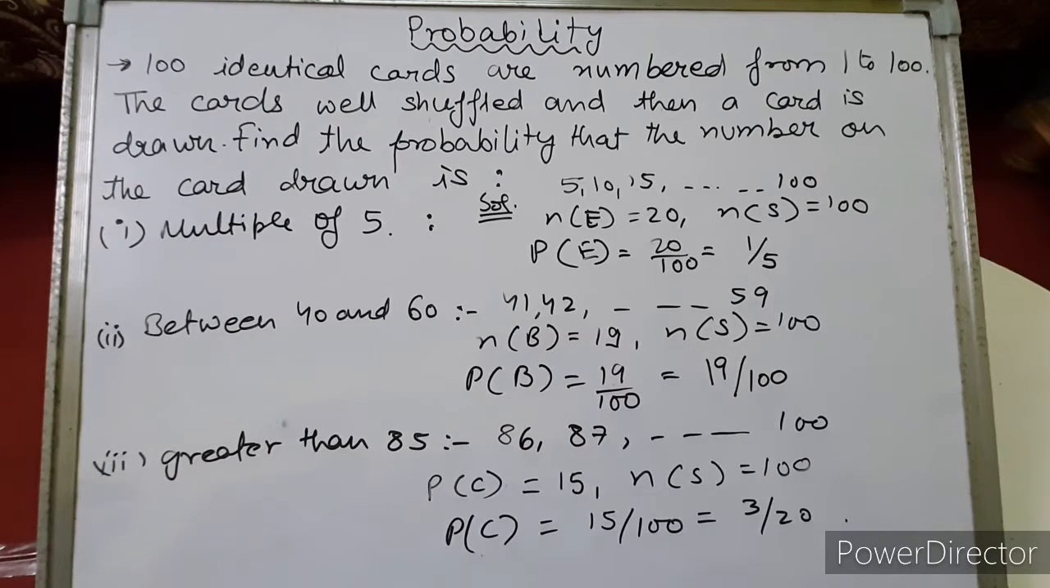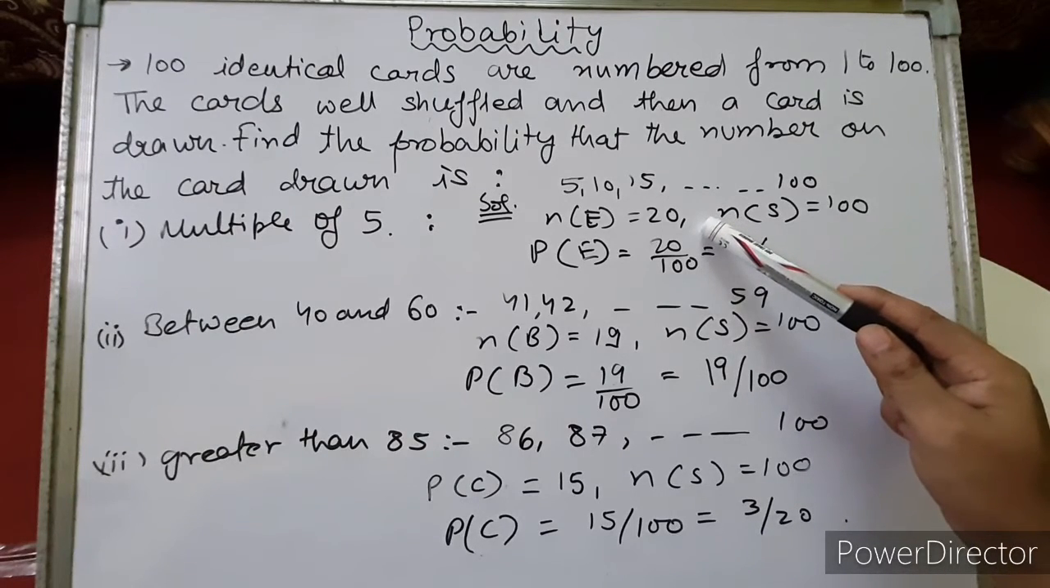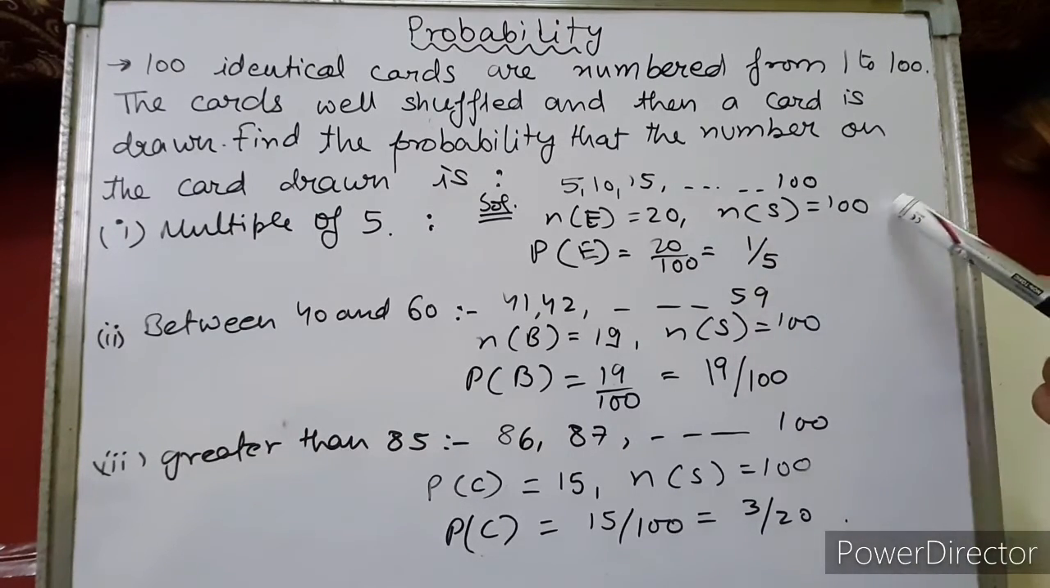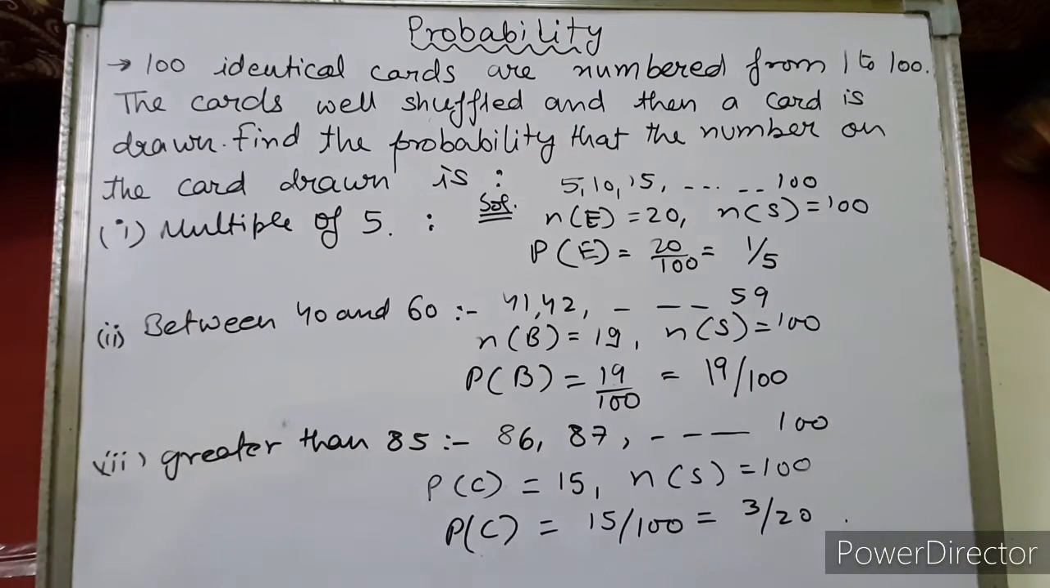Now what are the numbers from 1 to 100 which are multiples of 5? So the numbers are 5, 10, 15, 20, 25 and so on up to 100. So when we count the numbers, what will we get? The number of events is 20, and the sample space, all the numbers from 1 to 100, is 100. So the probability of the event happening is 20 upon 100, which is 1 by 5.